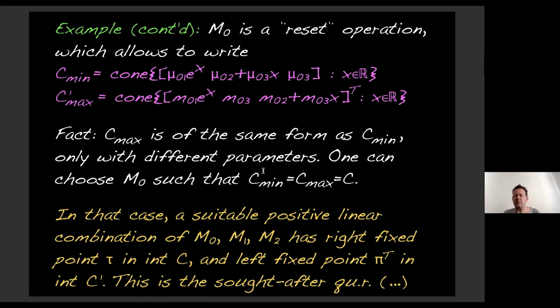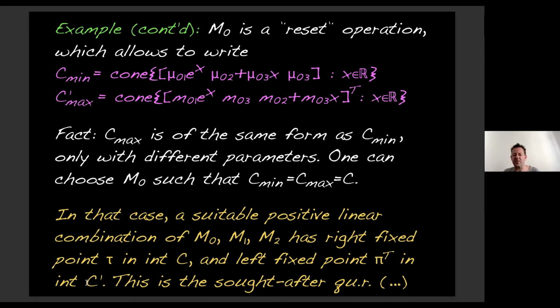So if you choose the mu's and the m's in such a way that these two cones coincide, the C min and C max, this being the dual, then you can prove that it's possible to find a fixed point of the dynamics in the interior of C, and also a left fixed point in the interior of C prime. And this gives us the quasi-realization. These are just eigenvectors, basically. It's about solving certain linear algebraic equations. I'm not going to give you those numbers, but this is the general form. And this defines a process. By design, the probabilities are positive. So it's a genuine stochastic translation invariant process.